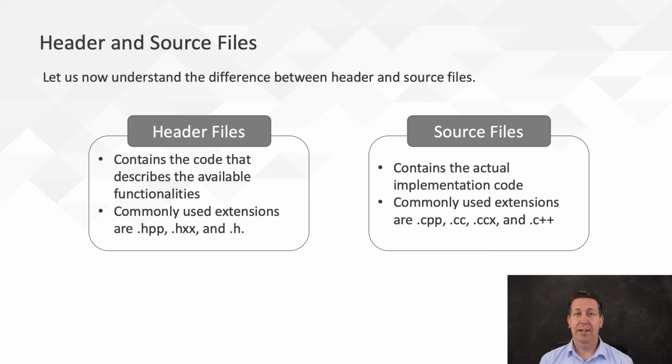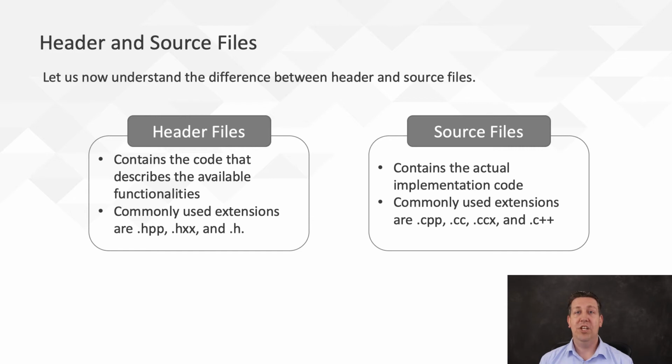On the other hand, source files contain the actual implementation code. Source files typically have the extension .cpp, although other extensions such as .cc, .cxx, or .c++ are also quite common. The most common extensions for header files are .hpp, .hxx, and .h.